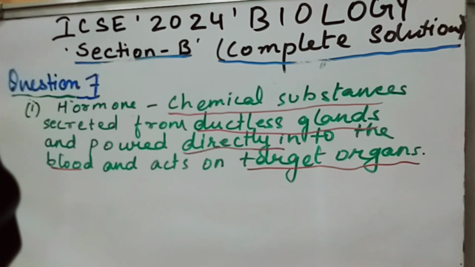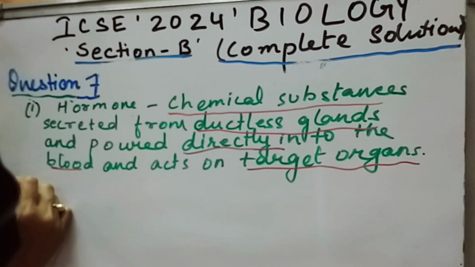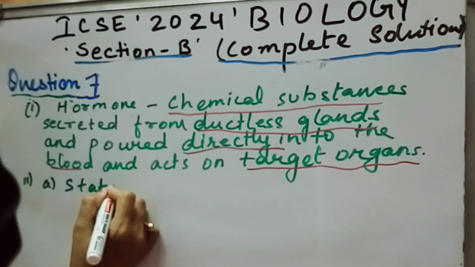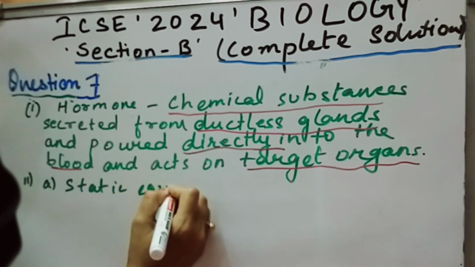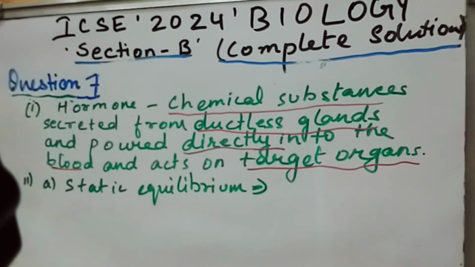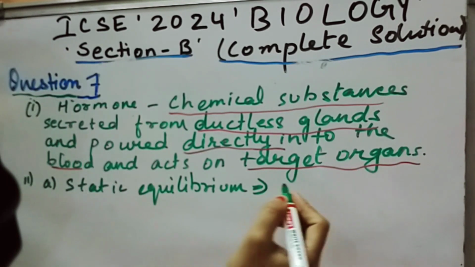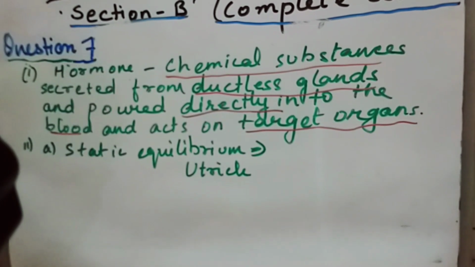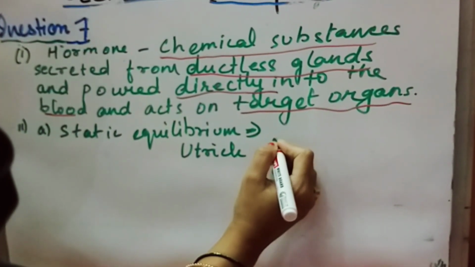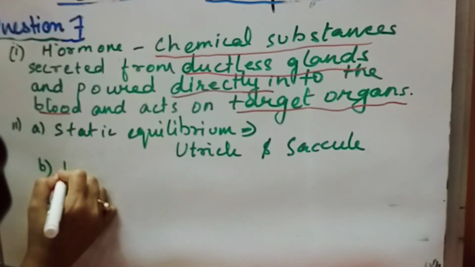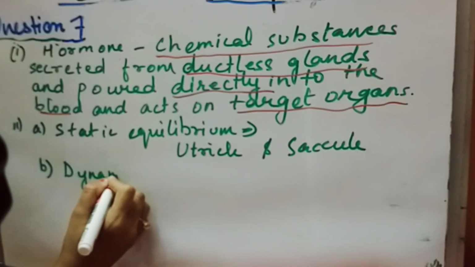Next question is, which part of the ear is responsible for number 1, static equilibrium, that is static balance. Static equilibrium is maintained by, either you can write vestibule or you can write utricle and saccule, or utriculus or sacculus. Utricle and saccule. Second one, dynamic equilibrium.